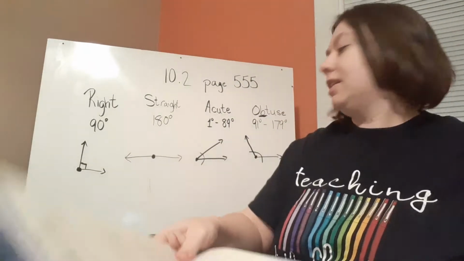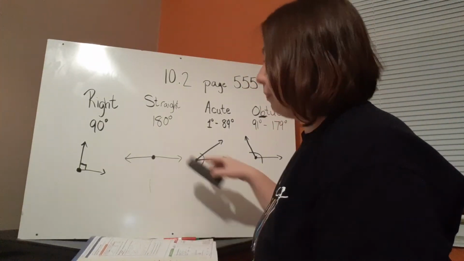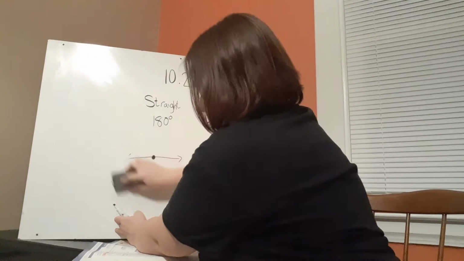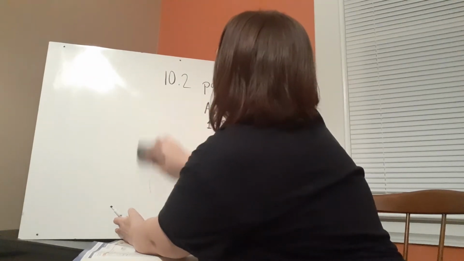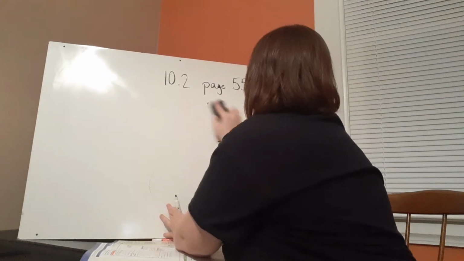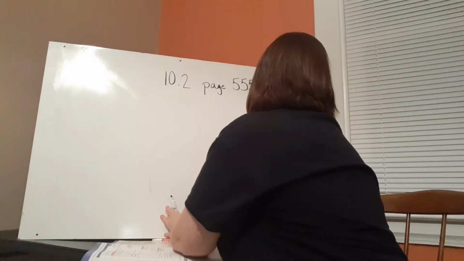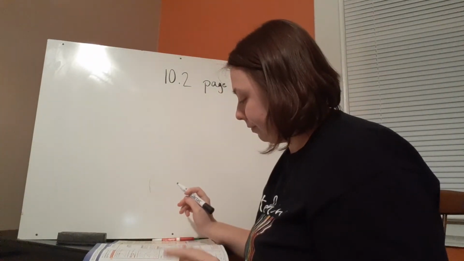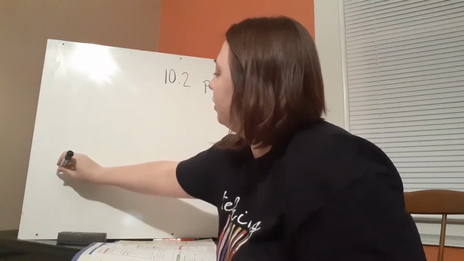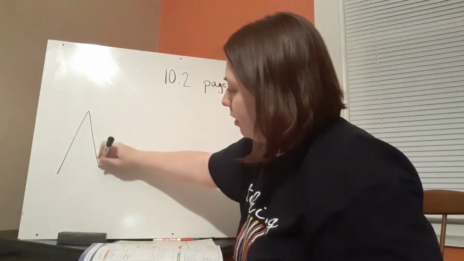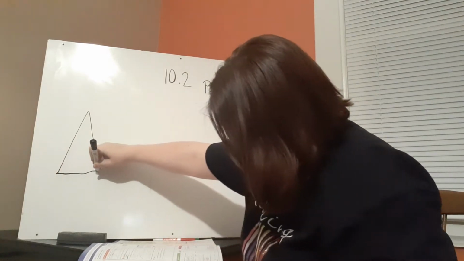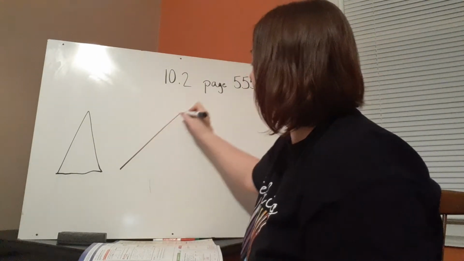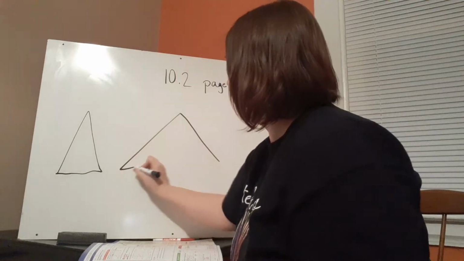Okay, so let me get this erased really quick. Now, we all know a triangle has 3 sides, which also means that we have 3 angles in a triangle. Now, bear with me. My lines are not as straight as I would like, but they're going to get the job done today.